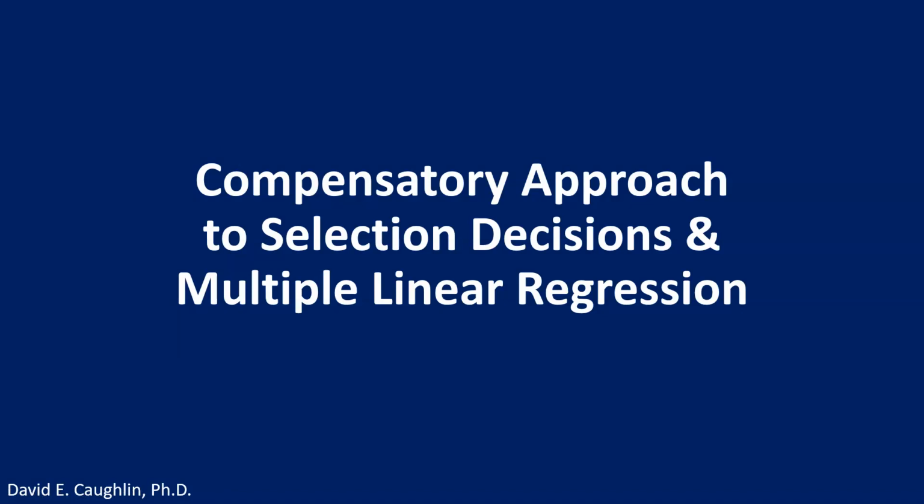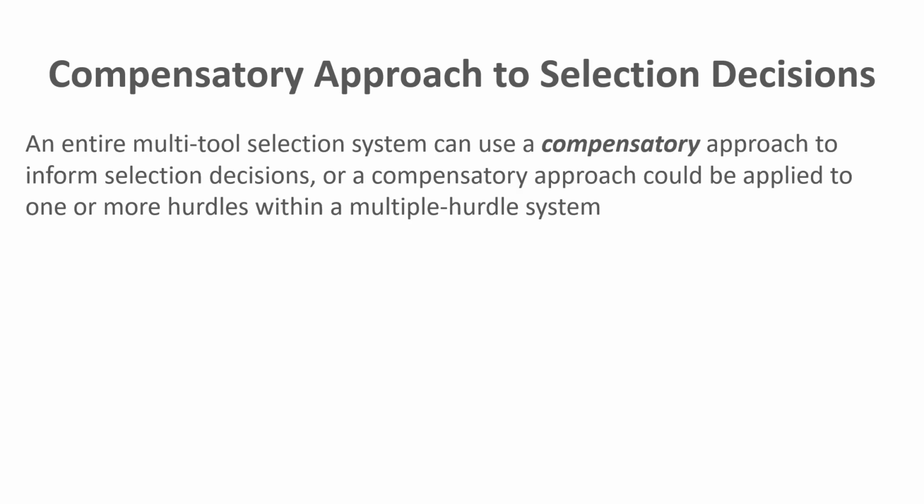In this video, we will learn how we can apply multiple linear regression in order to apply a compensatory approach to making selection decisions. So an entire multi-tool selection system can use what's called a compensatory approach to inform selection decisions. Or a compensatory approach could be applied to one or more hurdles within a multiple hurdle system.